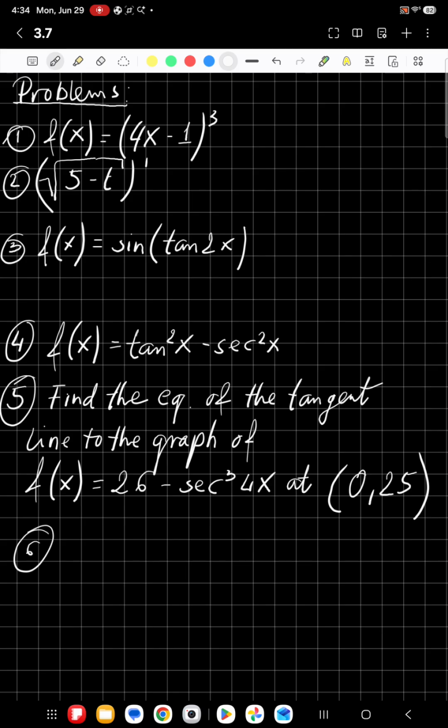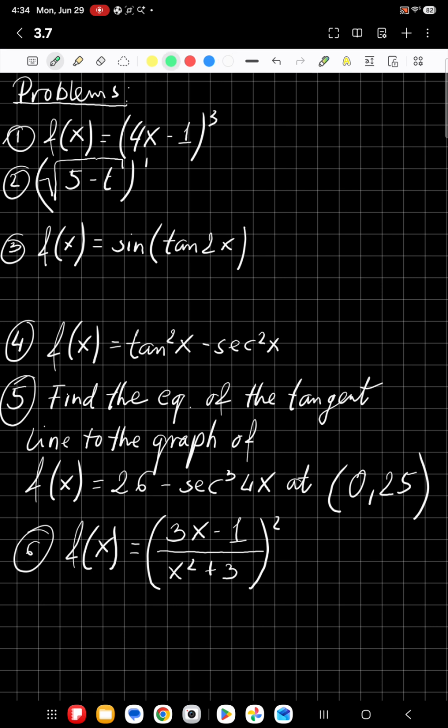Problem number 6. This one here, you're just finding the derivative. Okay, so it looks like this. So 3x minus 1 on the top. And the bottom is x squared plus 3. And that whole thing is to the second power. Okay. Yeah, so let me give you the answers.